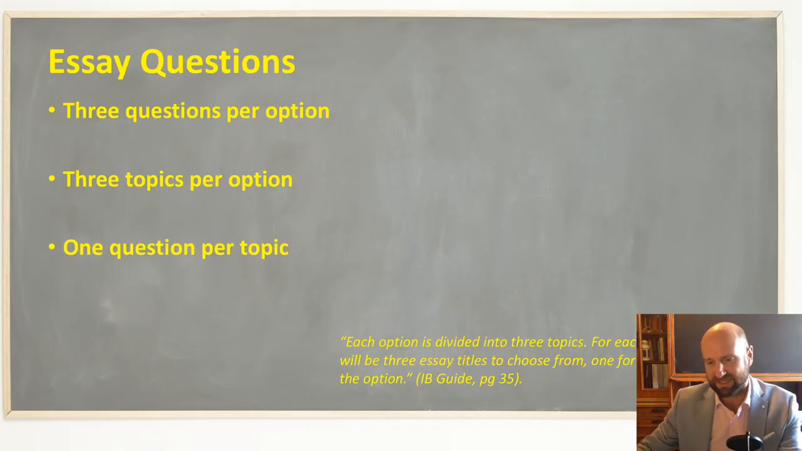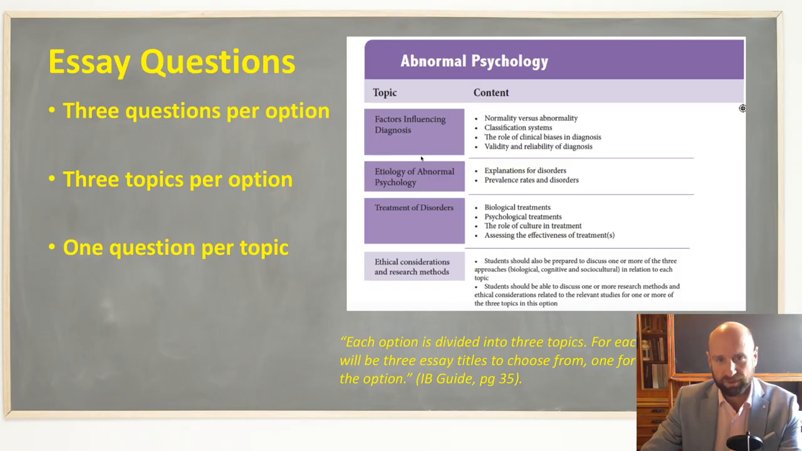Before we actually get to the studies and the studies we can use, we have to know what types of questions are going to be asked in the exam. So there are 3 questions per option, 3 topics per option, and 1 question per topic. This is stated exactly in the IB guide. Really, really important to know. Can't stress this enough. You have 3 topics in the option. There'll be 3 questions in the exam, 1 question from each topic.